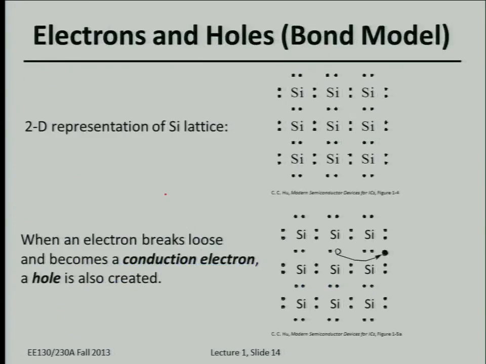So this is the simple bond model. Basically, this is the core that I mentioned earlier, and what we're only drawing is the valence electrons. Each silicon atom shares a valence electron with its nearest neighbor, so it sees a full shell of 8 valence electrons altogether. And what happens when you heat it up, shine light, or apply an electric field is that a covalently bonded electron can escape, leaving behind a hole. And this electron can move around, okay?